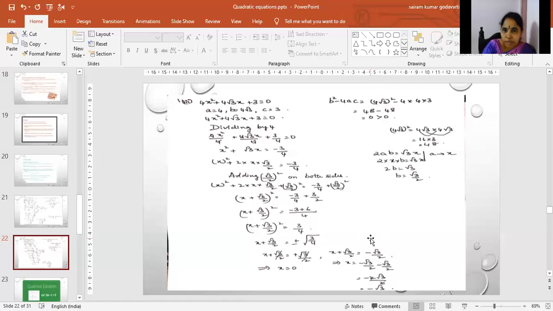Clear? So the three methods we have discussed, and remember, until and unless it is specified, you need not solve it by that particular method. Suppose you are thorough with factorizing, you can go with factorizing. If it is mentioned to solve it by the quadratic formula, only then you have to solve it by the quadratic formula. Don't use any other method. Until and unless it's mentioned, you can go with any method, whatever method you wish. Clear? So in the next video, let us go with the nature of the roots of the quadratic equation. Okay, thank you.